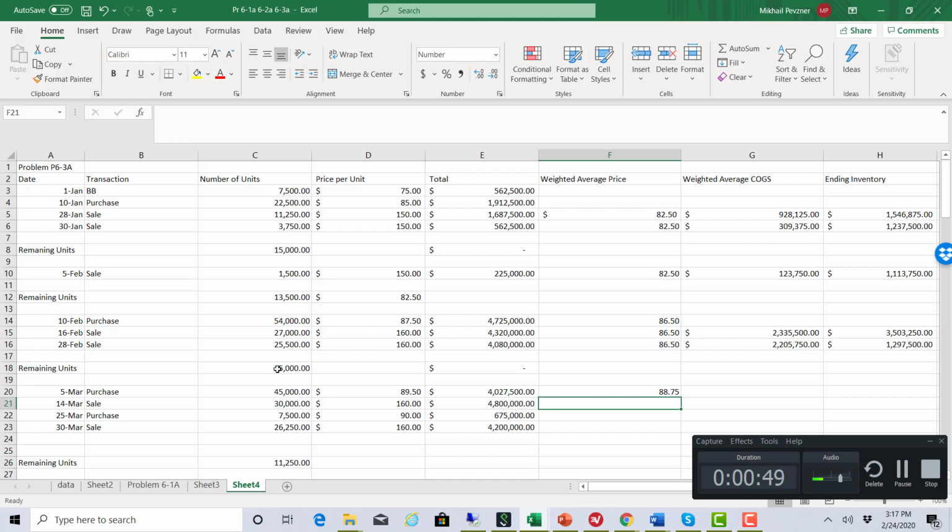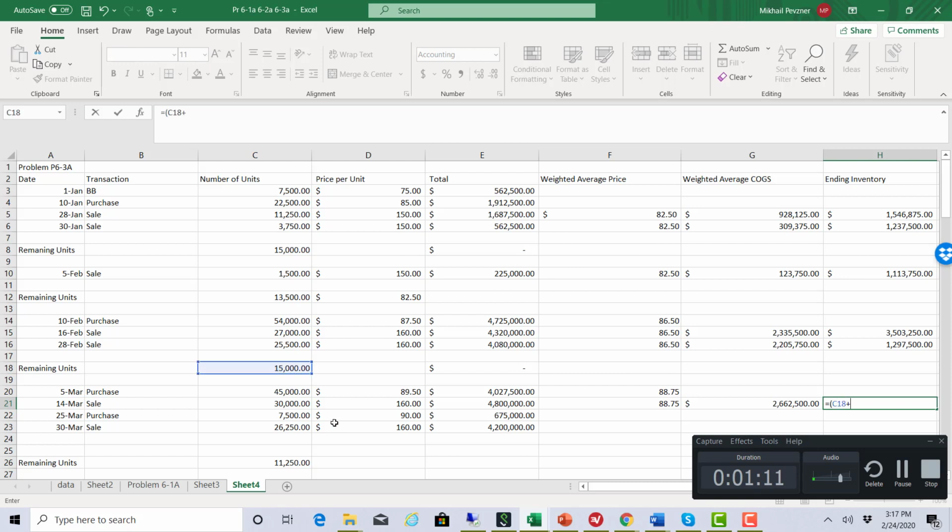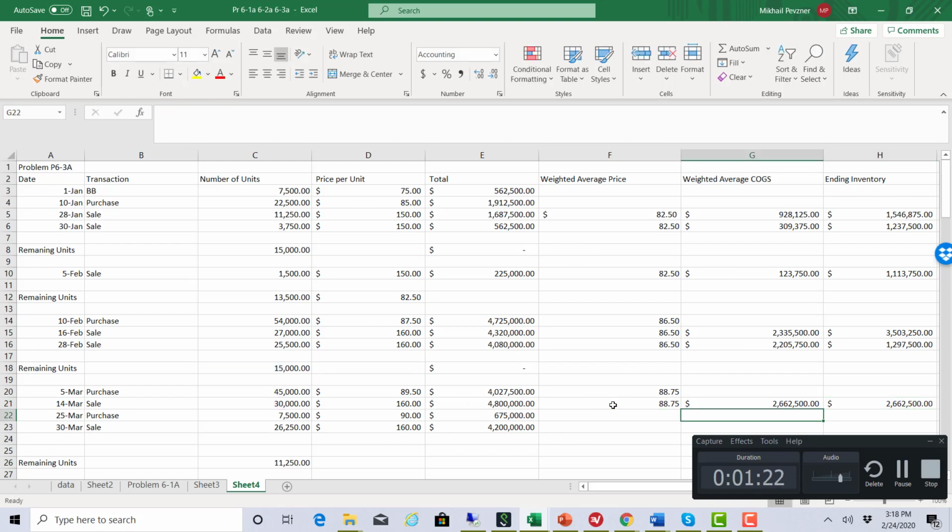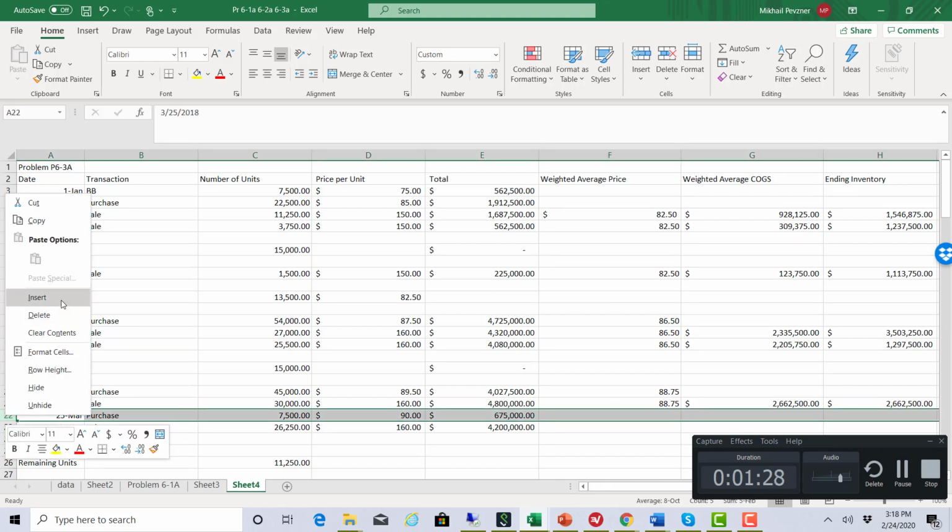Next time we calculate the sale, we're going to calculate it at that average price, here, times 30,000. The cost of ending inventory now is what we started with, 15,000, plus the 45,000 we added, minus 30,000 units, times 88.75. Okay, then we have another purchase. So let's recalculate our remaining units.